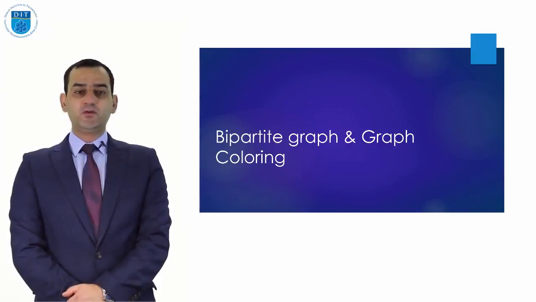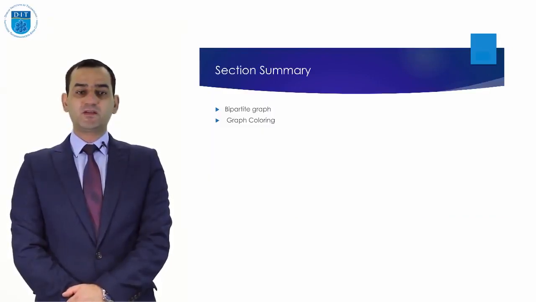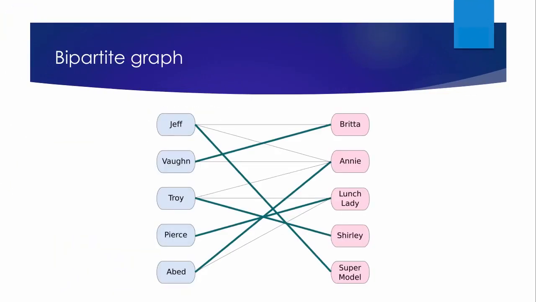In this video, we are going to discuss another type of graphs. Then we will describe the concept of graph coloring. Sometimes a graph has the property that its vertex set can be divided into two disjoint subsets, such that each edge connects a vertex in one of these subsets to a vertex in the other subset.